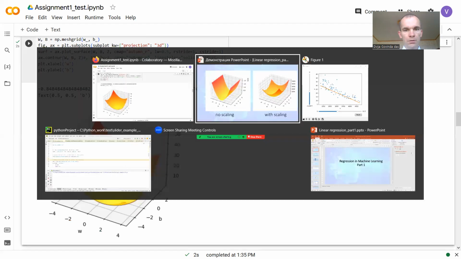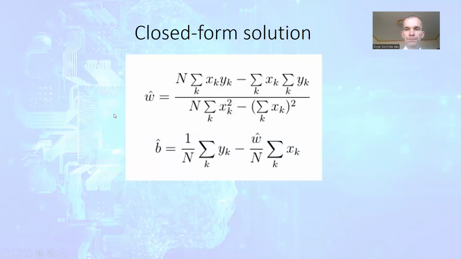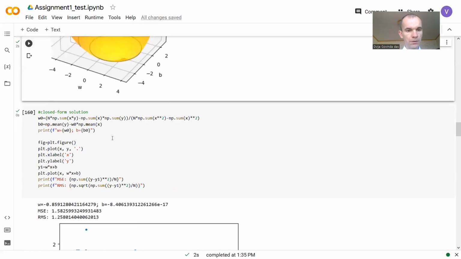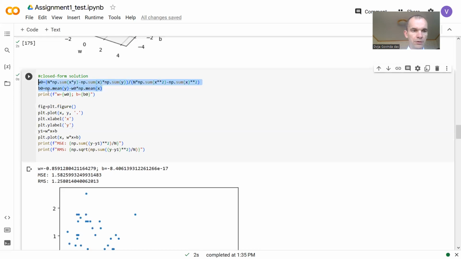Okay, so let's go further. Having this cost function in a univariate case, we can find the optimal values of W and B by computing the gradient of our cost function. By taking the partial derivatives of the cost function by W and B and equating them to 0, we can get equations for the optimal W and B. They are represented by these formulas, W0 and B0.